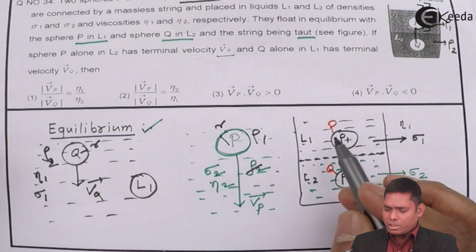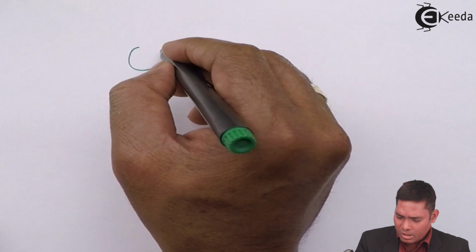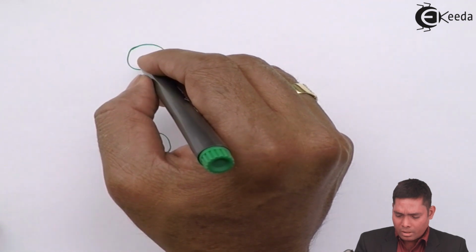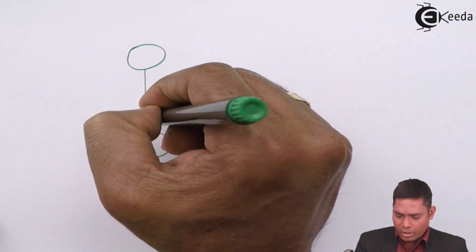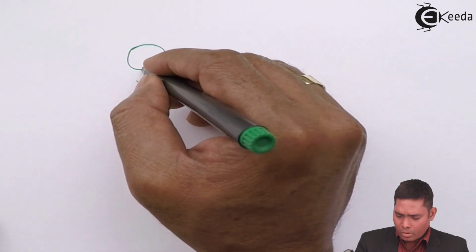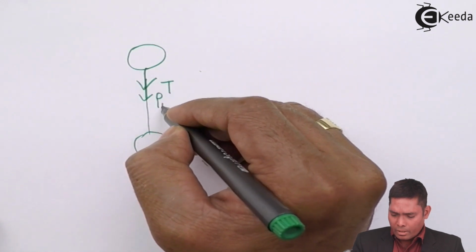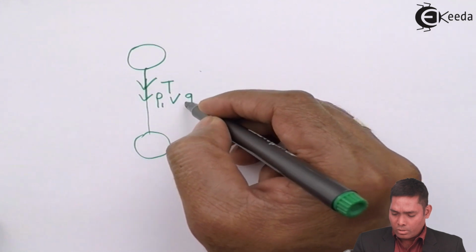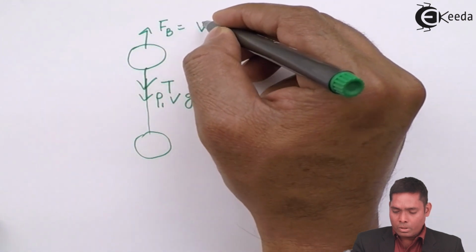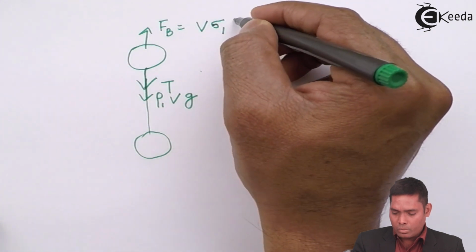When this is suspended in this condition, they are in equilibrium, so you have to draw the free body diagram of those two objects. You can see here, P is here and Q is here. P1 is having mass. If I draw the free body diagram, this is a connecting string. So for this one, this is the tension, and the weight will also be downward. That is density and the volume, that is mass into g, and the buoyancy force Fb, which is volume of the sphere, density of the liquid, which is sigma 1, into g.